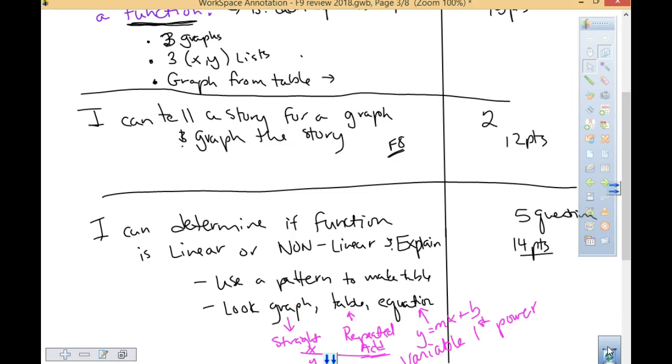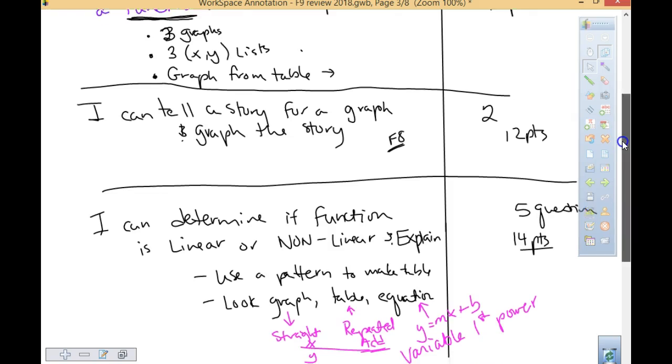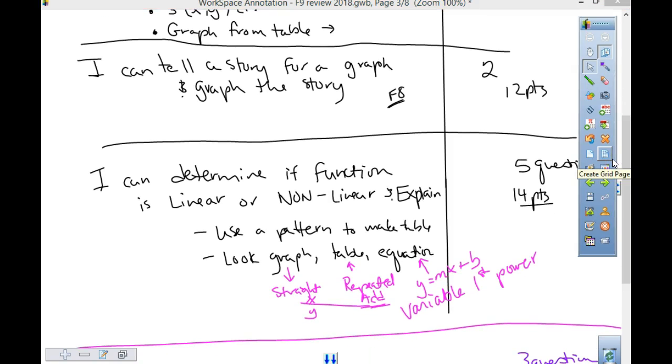So I might give you a pattern, ask you to make a table. I'm going to ask you to look at a graph. And I'm going to say, is it linear? What are you looking for in a graph? If it's linear, you're looking, does it make a straight line? I'm going to give you a table, so I may have an XY table. If we look at an XY table, what do we have to determine if it's going to be linear? Constant addition of the same thing.